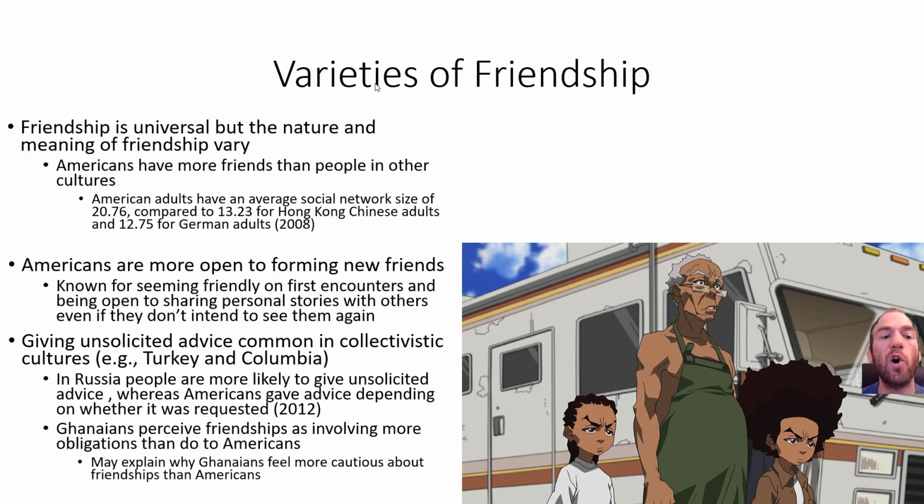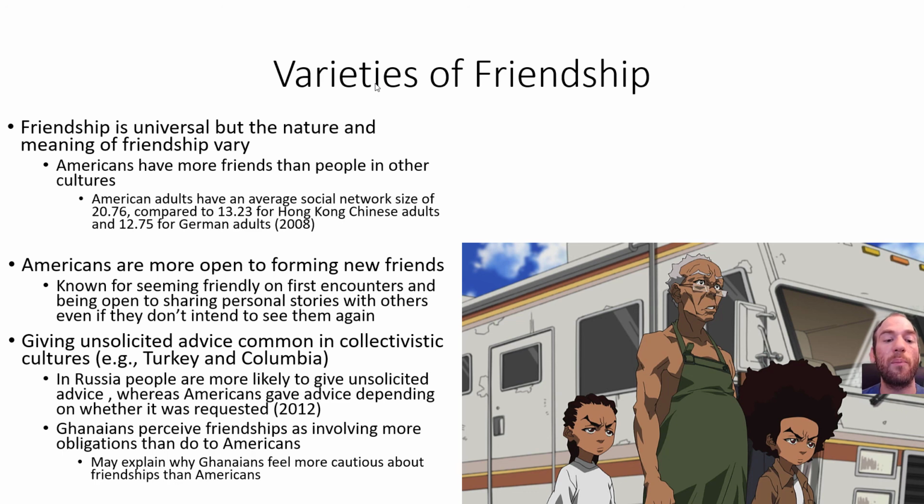But friendship overall is thought to be universal, but the nature and meaning of friendship vary. Americans have more friends than people in other cultures. American adults have an average social network size of about 21, compared to about 13 for Hong Kong Chinese individuals and about 13 for German adults in 2008. Americans are more open to forming new relationships. They are known for seemingly being friendly on first encounters and being open to sharing personal stories with others, even if they don't intend to see them again. Giving unsolicited advice is more common in collectivist cultures, such as Turkey and Colombia.